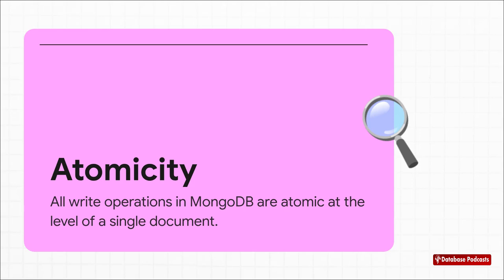All right, before we even type a single line of code, there's one really critical concept we've got to talk about: atomicity. In MongoDB, this means when you write to a single document, it's an all-or-nothing deal. The operation either works perfectly or it fails completely, and your original document is left totally untouched. There's no weird half-finished state, which is just fantastic for keeping your data clean and reliable.